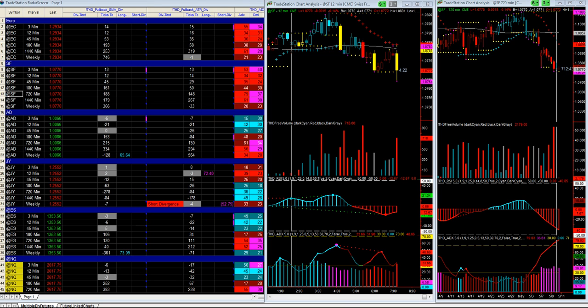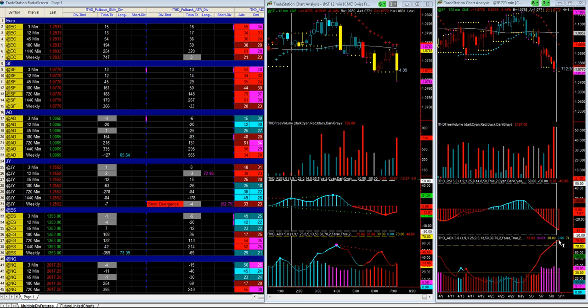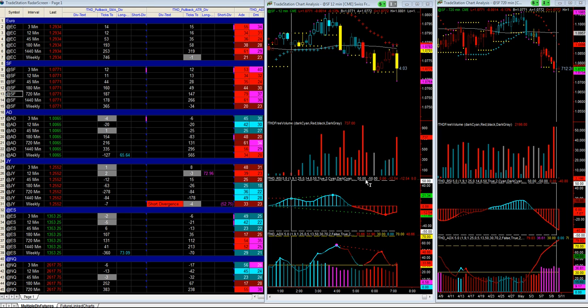The first one I'm going to go through is the Swiss franc, and as you can see on the 720 we have not had this magenta peak come in yet. Now the ADX is very high. Am I anticipating the uptrend to develop on the lower time frame? Yes. Has it come in yet? No. So this is one that I would still be waiting on.